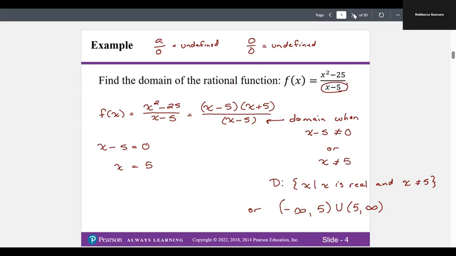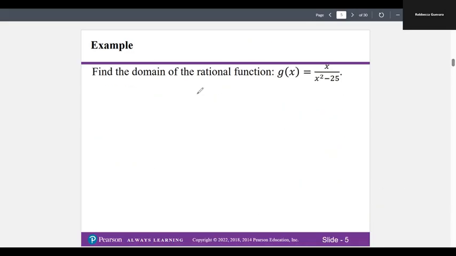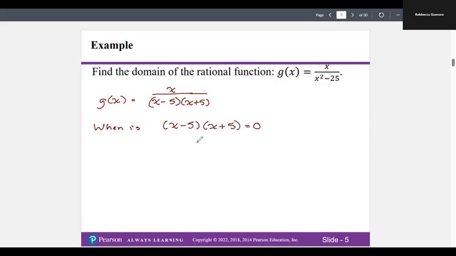Let's do another example just to remind us. We want to find the domain of this rational function: x over x squared minus 25. If we factor the bottom, we get (x minus 5)(x plus 5). What we want to see is when (x minus 5)(x plus 5) is equal to 0, because we can't have 0 in the denominator. That will happen when x is equal to 5 or x is equal to negative 5.